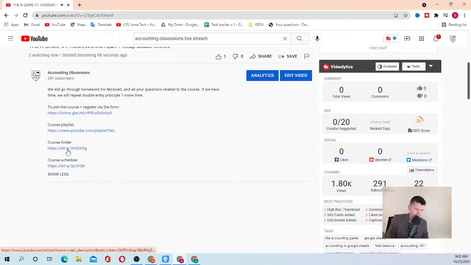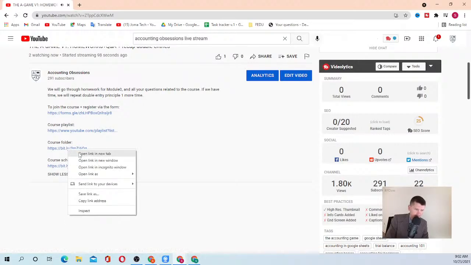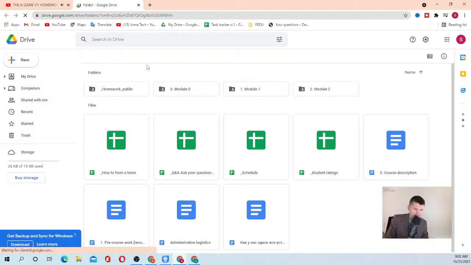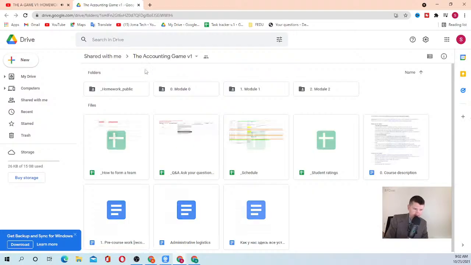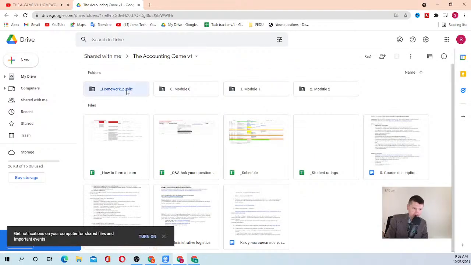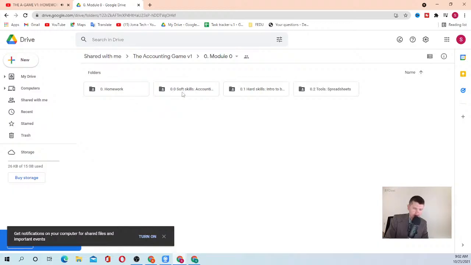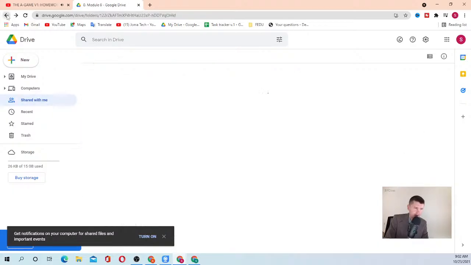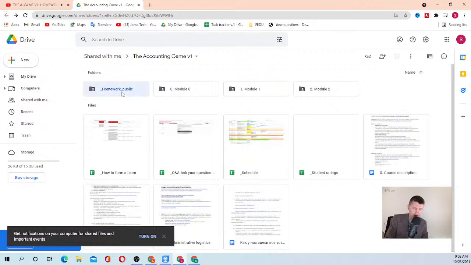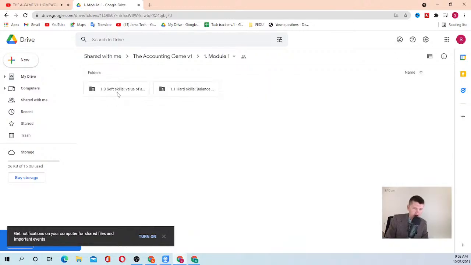You can go to the course folder and see how things work around here. We have a homework folder, we have module 1, module 0, where we already did something. For homework, we will use only the homework public folder. Now we are in module 1, and today we will have these two lectures.